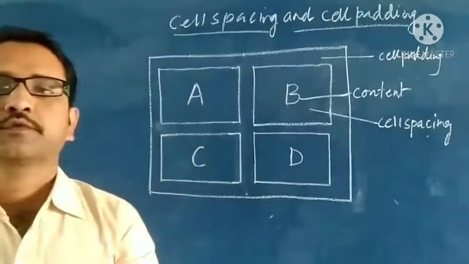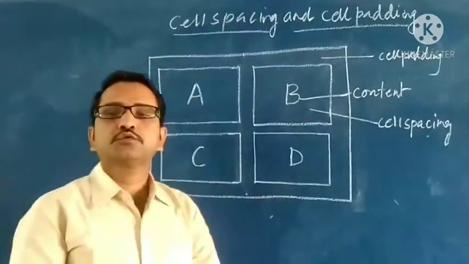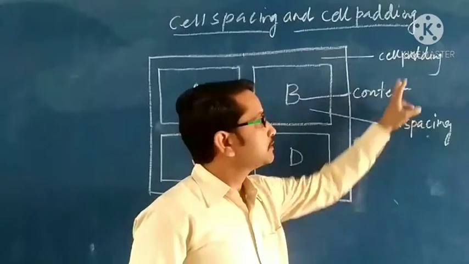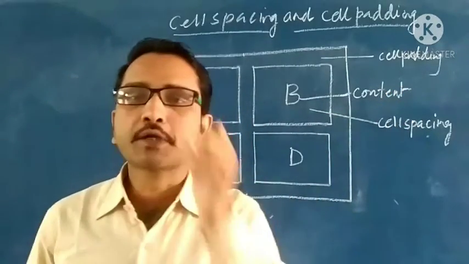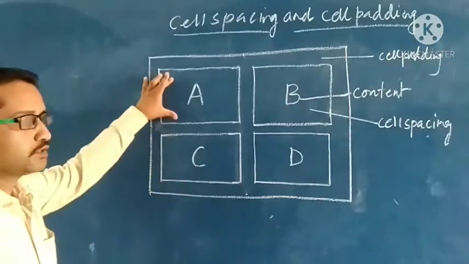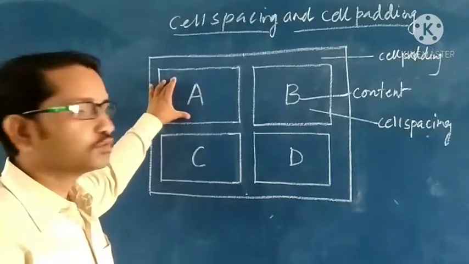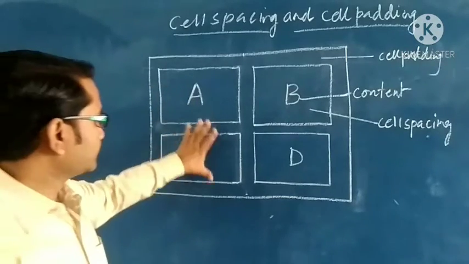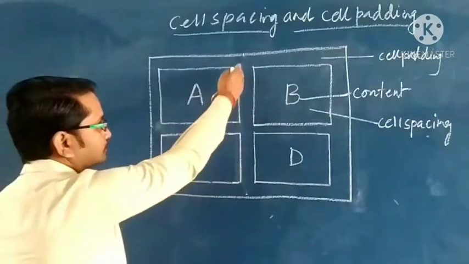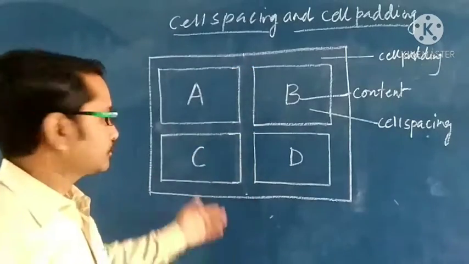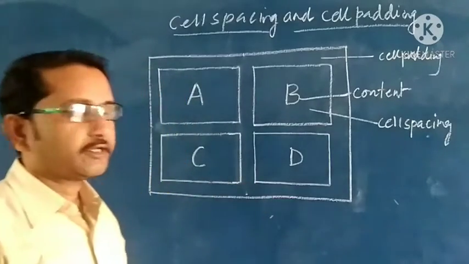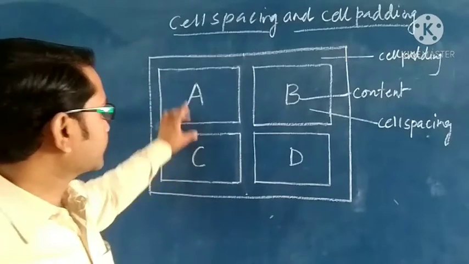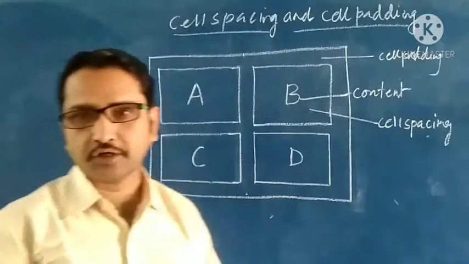Good morning, students. Today we are going to understand the attributes cell spacing and cell padding. Cell padding and cell spacing are the two attributes which are used in a table to make the content appear like this. It is a table made up of two columns and two rows, and here the output is like this. I have taken A, B, C and D as data or content.